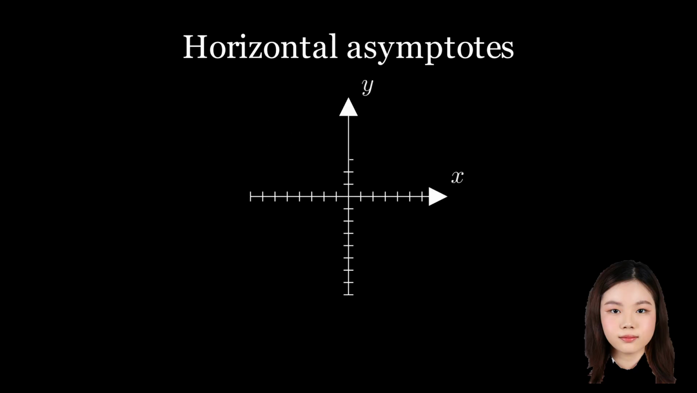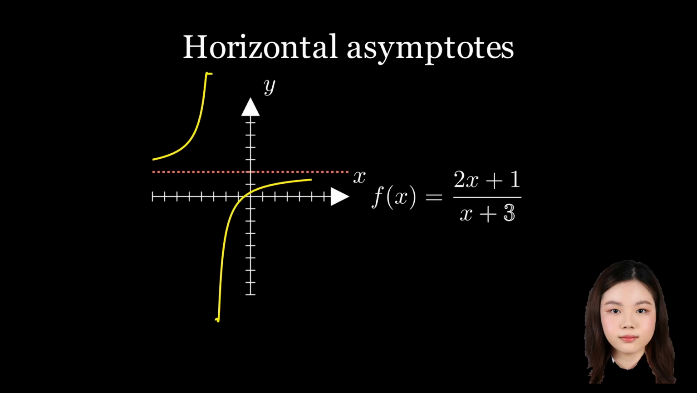Horizontal asymptotes describe how a function behaves as x becomes very large or very negative. For example, f(x) equals (2x plus 1) over (x plus 3) levels off at y equals 2 as x approaches infinity or x approaches negative infinity. So, y equals 2 is a horizontal asymptote.